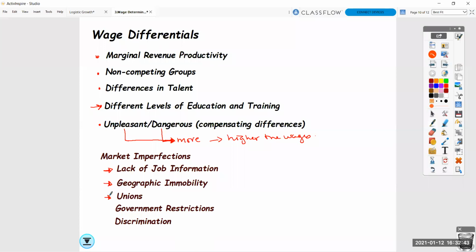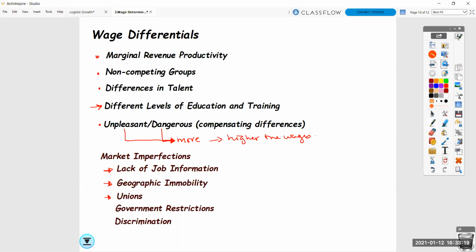Unions are a big market imperfection because they're disrupting the natural flow of supply and demand by trying to manipulate it. Or in the case of the inclusive model, they're trying to go around the model by using collective bargaining. We have government restrictions. Government restrictions can also be a market imperfection if there are requirements or legislation that we have to follow. The last one, which is quite unfortunate, is discrimination, which, although illegal, does still occur.